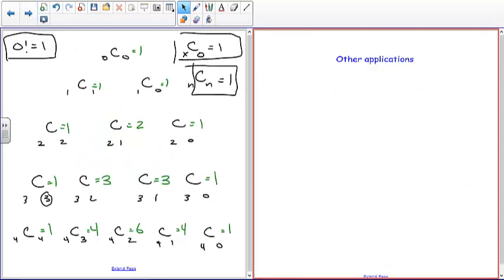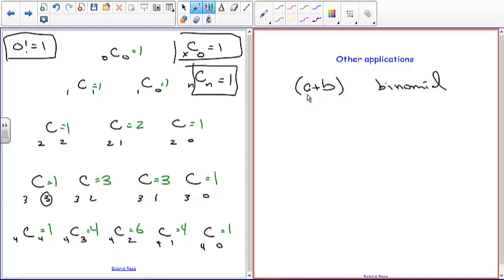So other applications, that's under the title of other applications. This is something you learned in Algebra 2, if you took Algebra 2. Hopefully you did. So this is called a binomial. It's just like x plus 3 when you were factoring stuff, that would be a binomial. And in Algebra 1 and Algebra 2, you learned this.